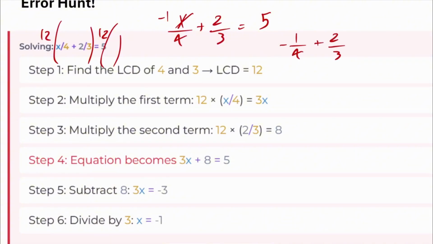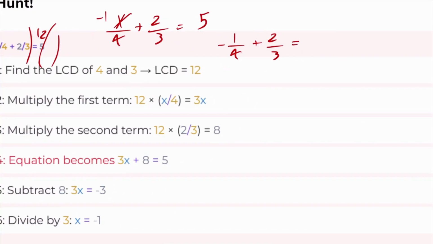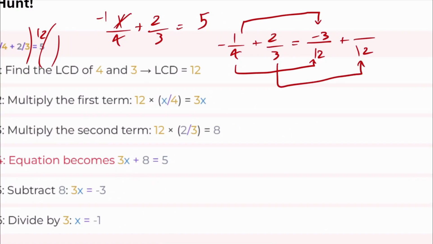How can I find it? Again, use the LCD itself. The LCD is 12 and 12. So 4 just became 12. -1 should be multiplied by 3, -3. 3 just became 12. 2 times 4, I do have 8. So I do have 5 over 12.